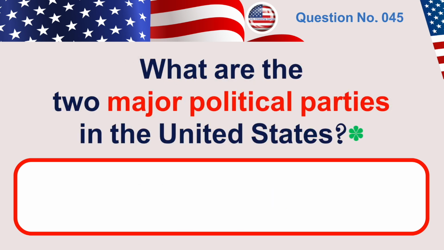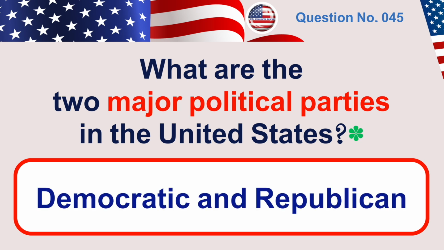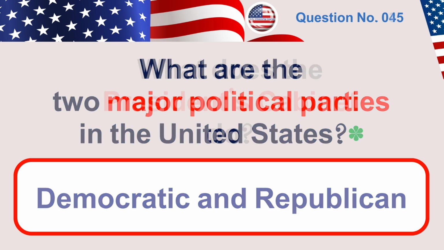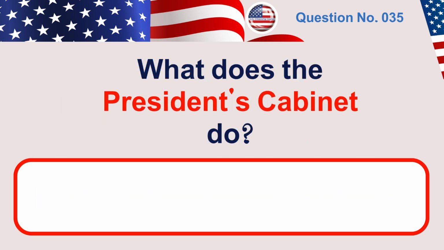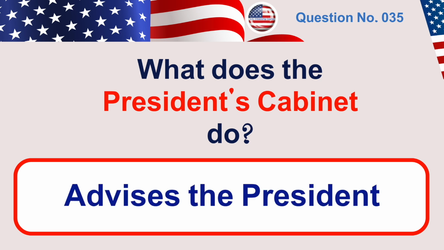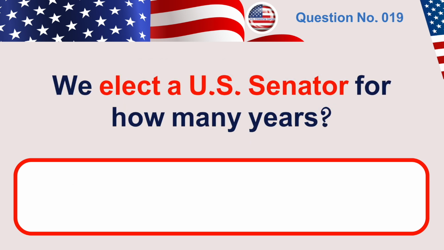What are the two major political parties in the United States? Democratic and Republican. What does the President's Cabinet do? Advises the President. We elect a U.S. Senator for how many years? 6.